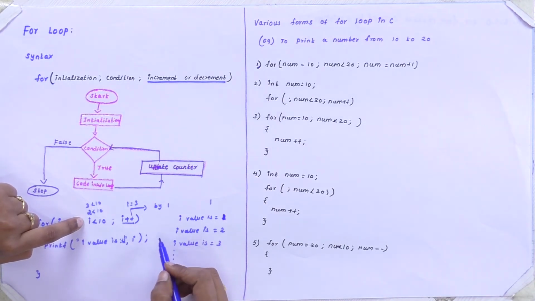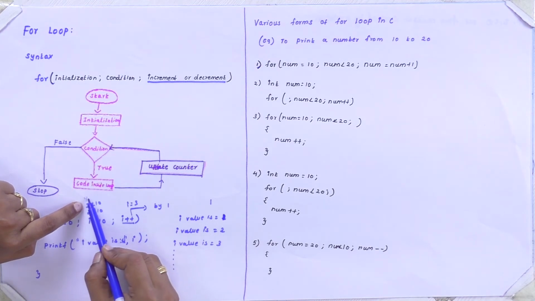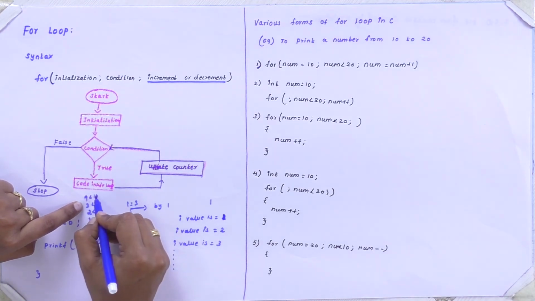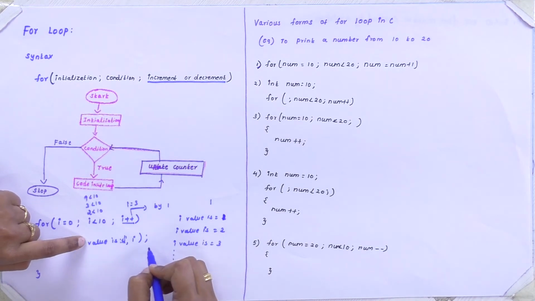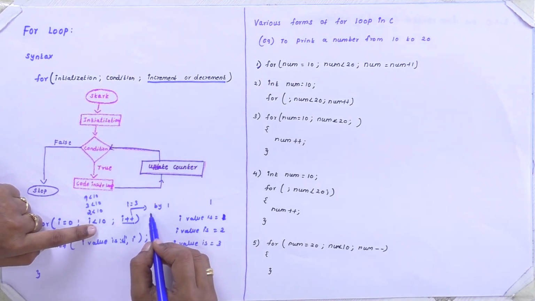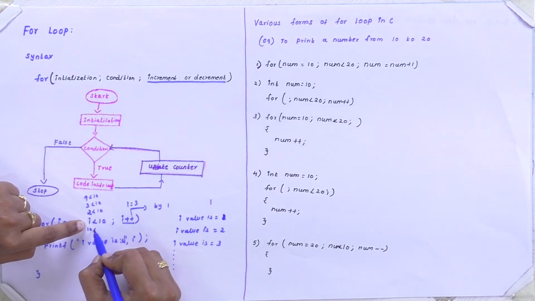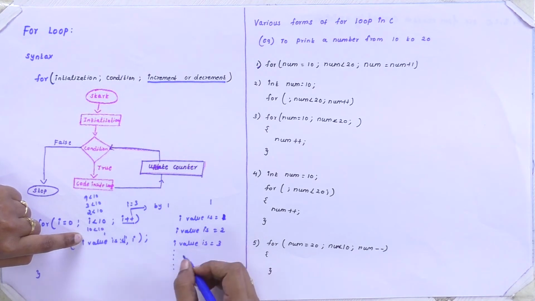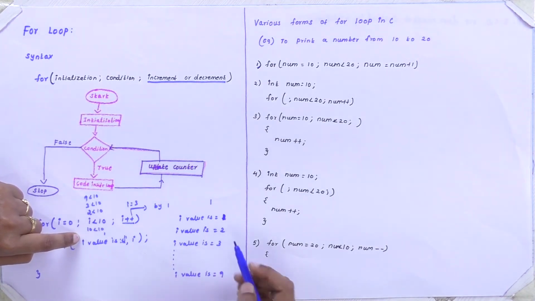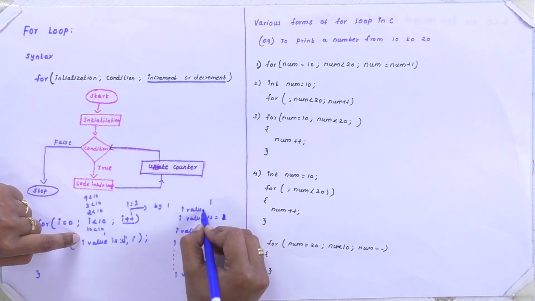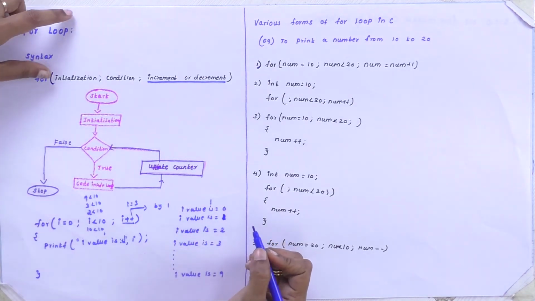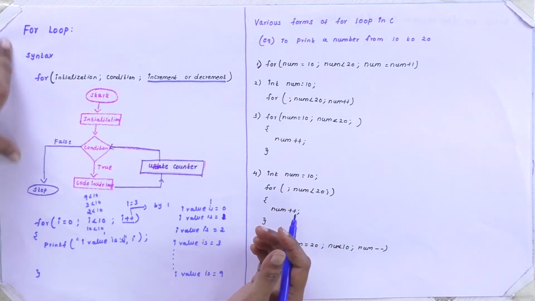So the statement will execute until the condition gets false. When it becomes 9, 9 less than 10, the condition is again true. So it will print 9 and it will increment to 10. Then the i value will be 10. 10 less than 10, the condition is false. Then it will exit the for loop. So the output will be 0, 1, 2, 3, 4 up to 9. So this is the simple for loop.